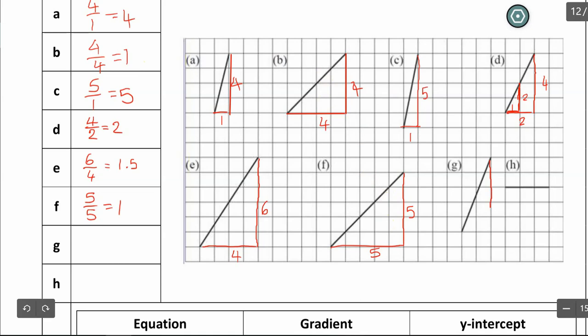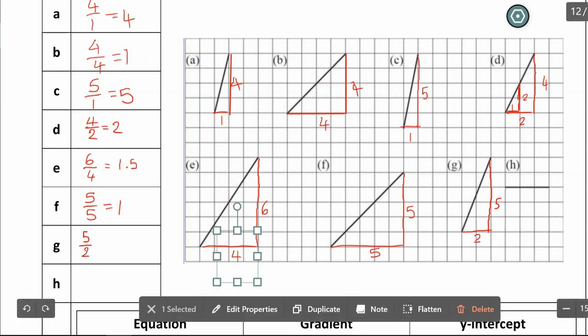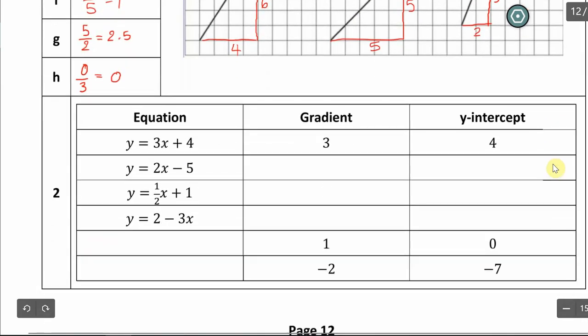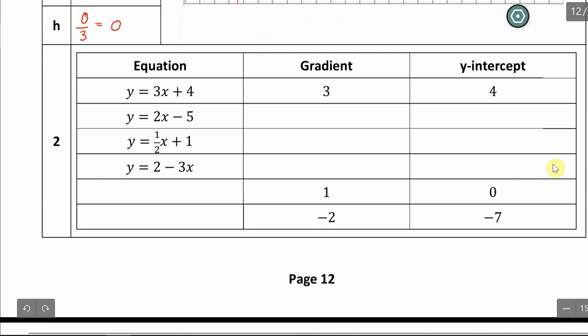G has a rise of 5 for a run of 2. Now rise divided by run, 5 divided by 2, what's half of 5? 2.5. Okay, and H has a rise of 0, it doesn't rise at all, and a run of 3, goes 3 across, so that gives a gradient of 0. Okay. We move on to question 2 to finish off the page.